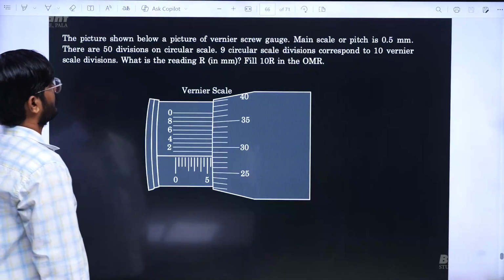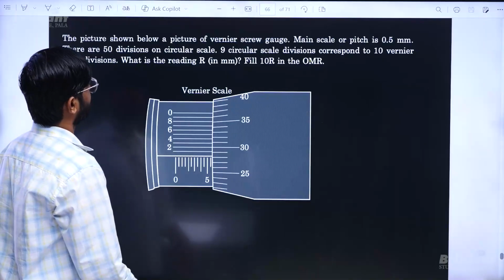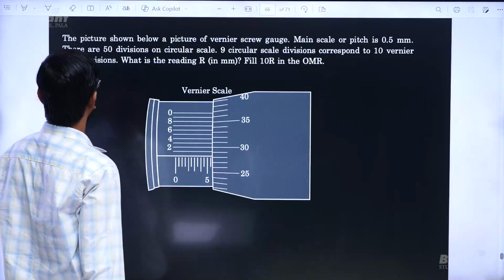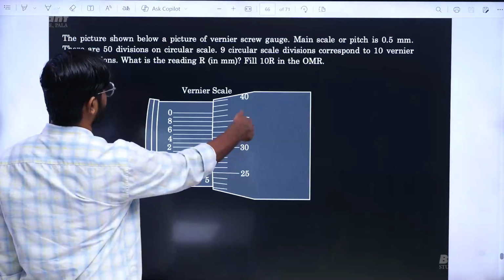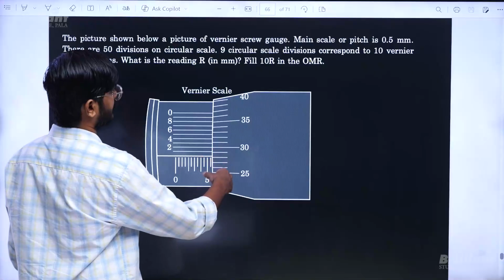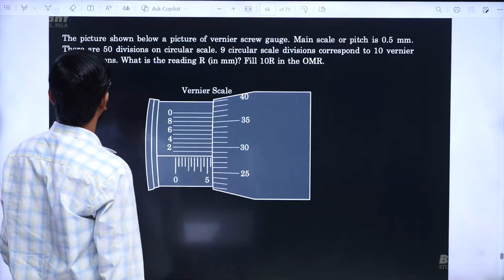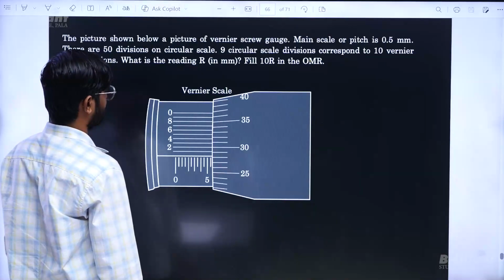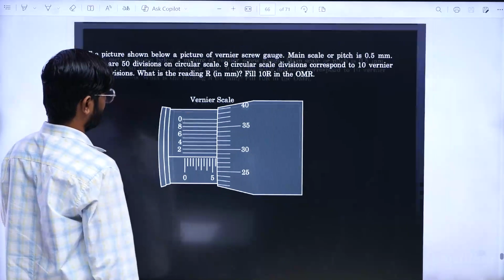The picture shown below is a picture of a vernier screw gauge. The main scale or the pitch is 0.5 mm. There are 50 divisions on the circular scale, and 9 circular scale divisions correspond to 10 vernier scale divisions. What is the reading? They were asking.